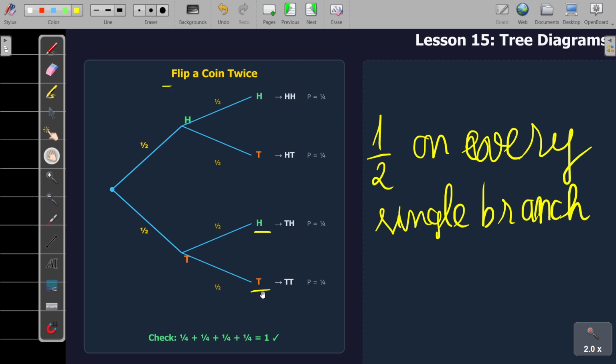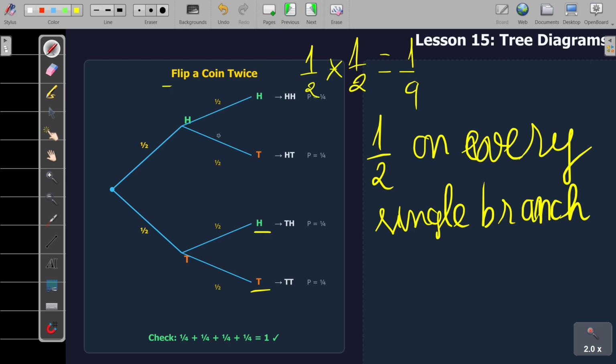Now we're going to find the probability of getting HH. We need to multiply along the branches to find the outcome probability. So let's look up here. The first branch is a half, the second branch is a half. 1/2 multiplied by 1/2. If we do the math, the denominators will multiply together and we have 1/4. There is a 1 in 4 chance of getting double heads.